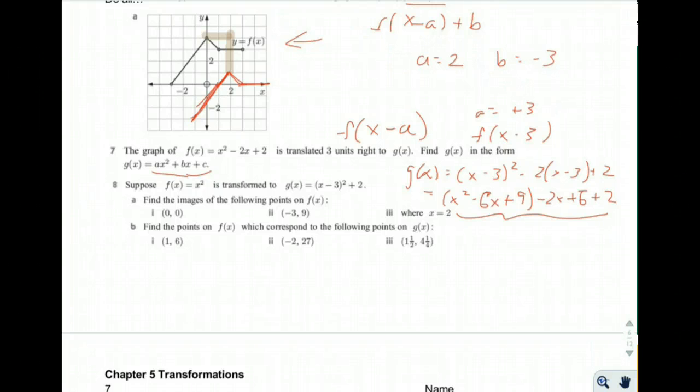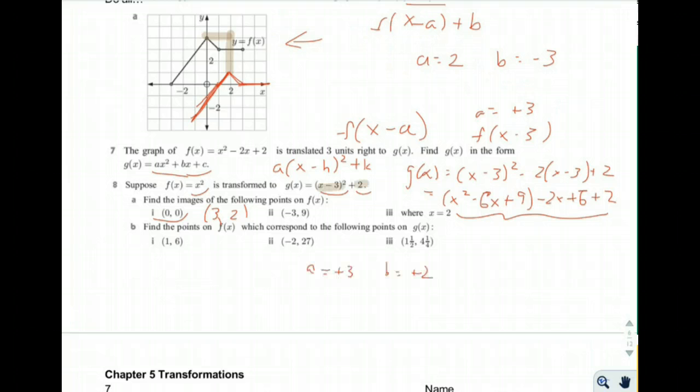Okay. 8. Suppose that x squared is transformed to x minus 3 quantity squared plus 2. And this should look familiar to you, because remember when we did quadratics, we had a form that looked like this, and h and k were the vertex. Okay, so find the images of the following points on f of x. Well, 0, 0 is the vertex of x squared. Guess what the vertex is in the new graph? It's going to be 3, 2, remember, because h and k is the vertex.